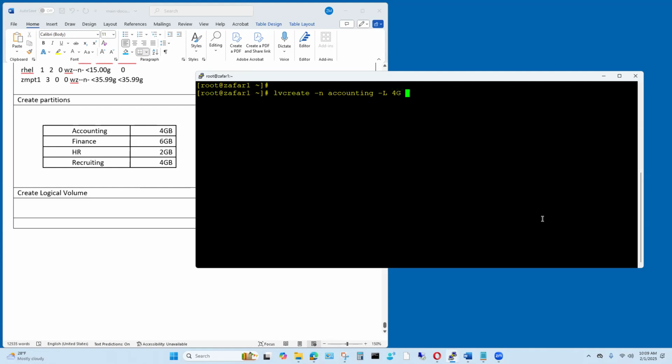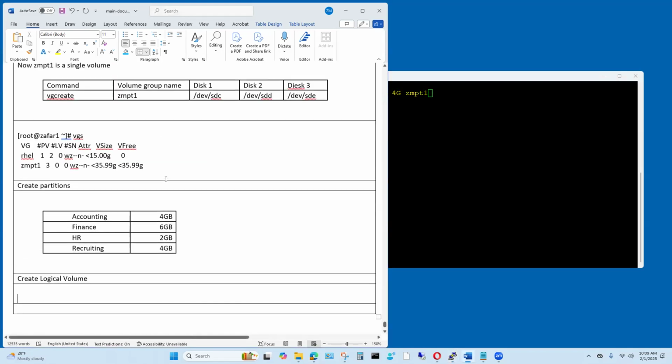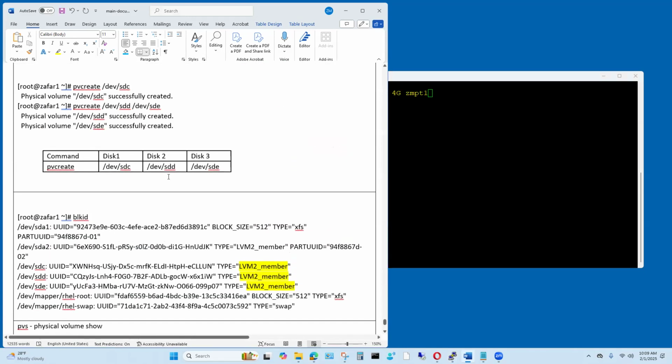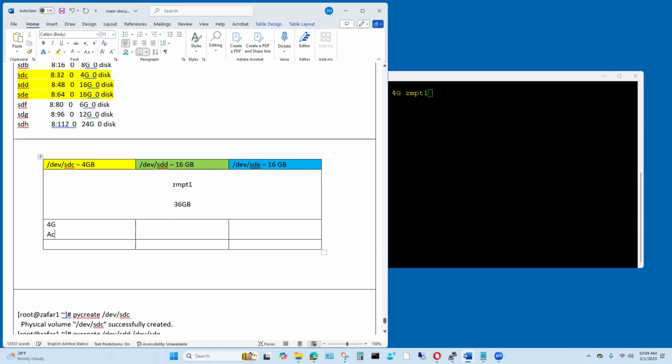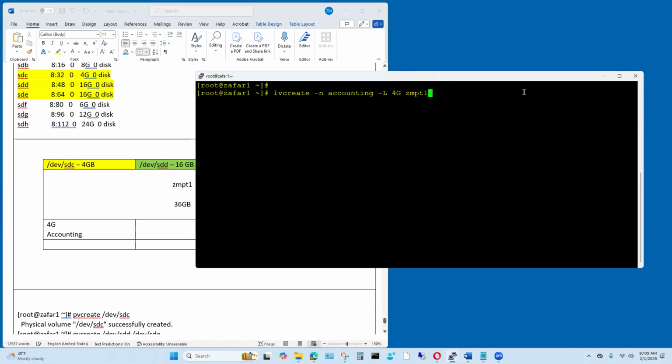And where are you cutting this out of? I'm cutting this out of ZMPT1. So here I'm going to make a 4 GB cut. Out of 36 GB, 4 GB is reserved for accounting. Okay, when I hit enter, it says logical volume created.